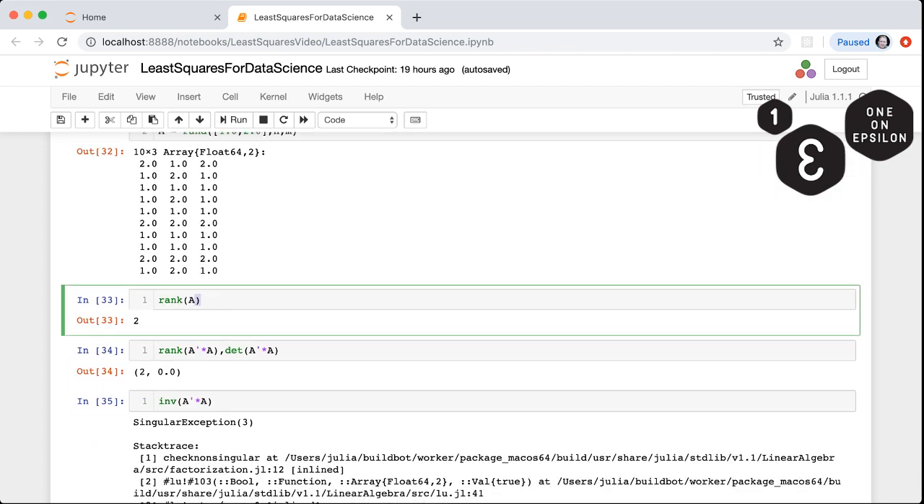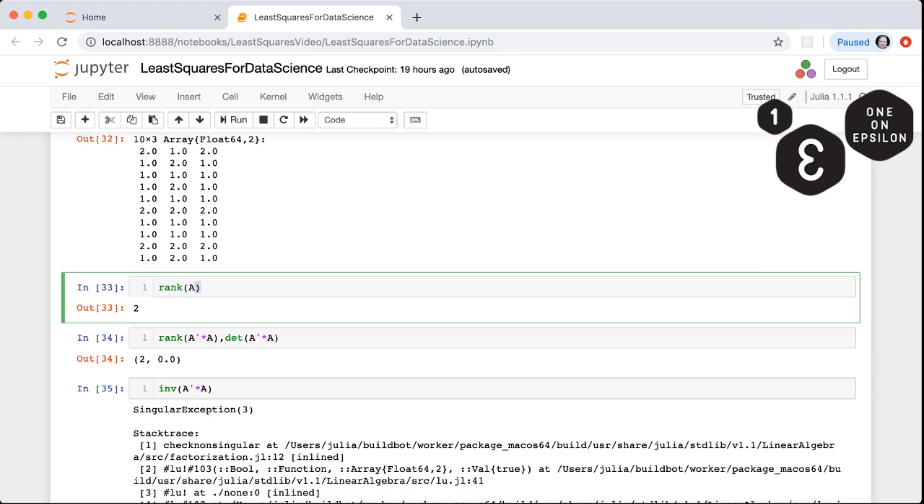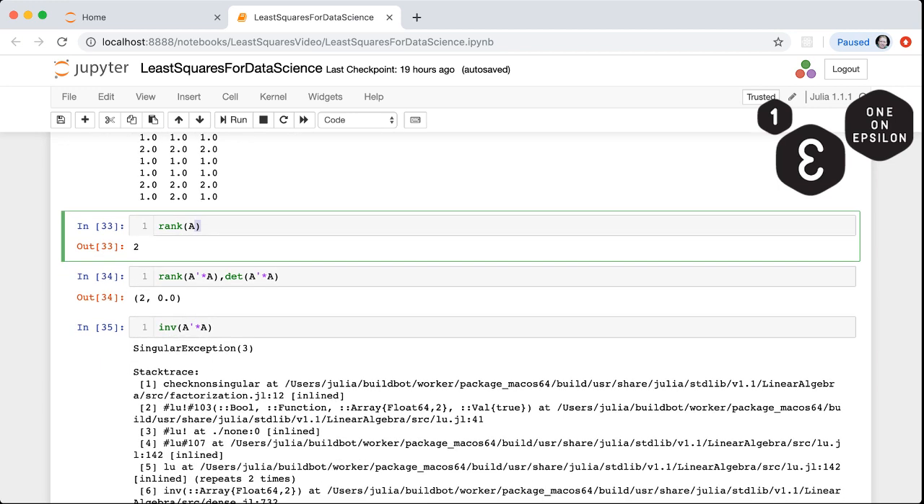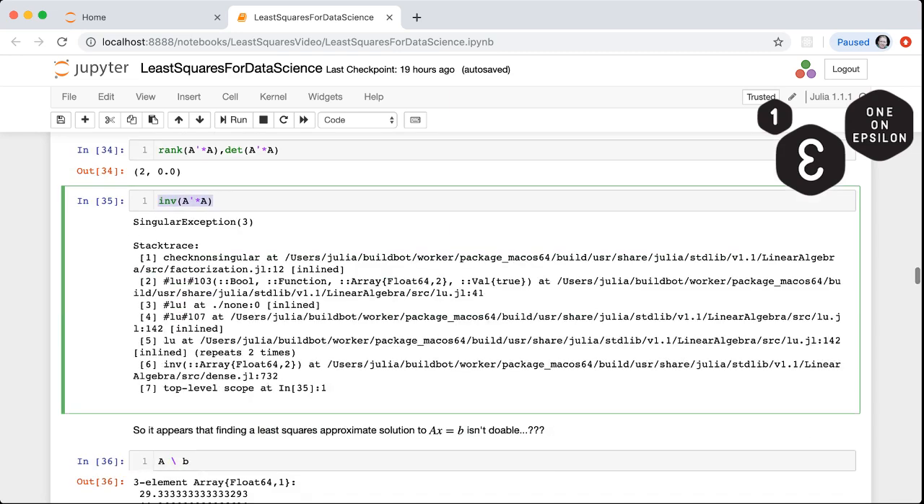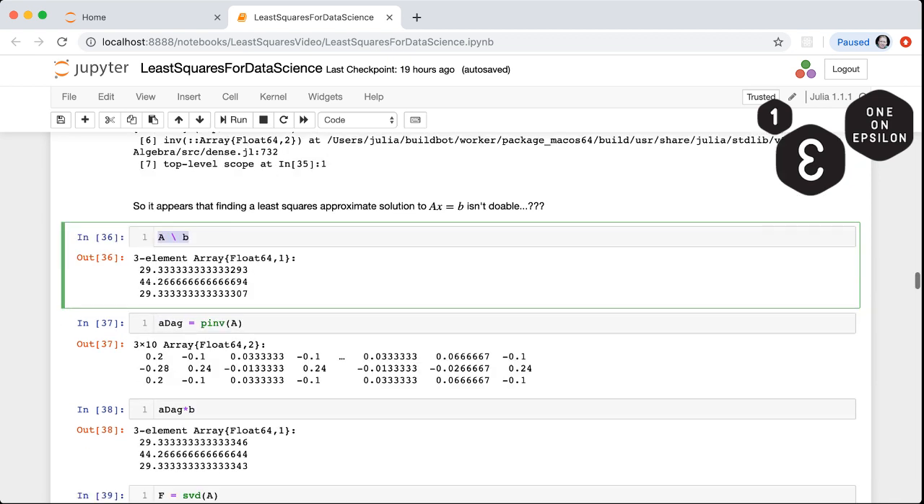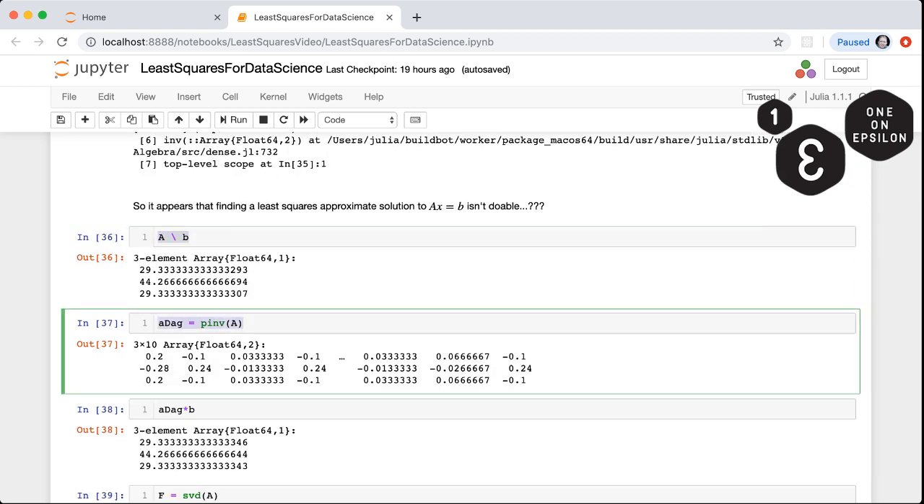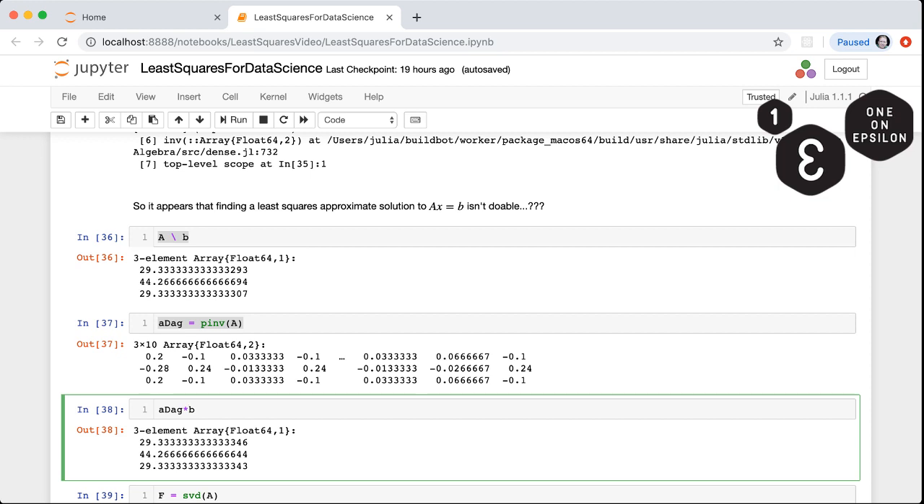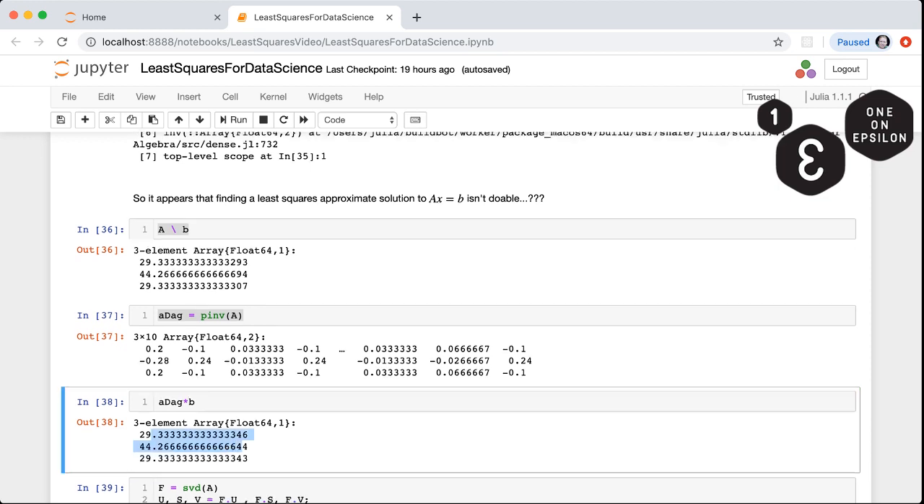You can see that the rank of A transpose A is no longer 3, and its determinant is 0, so A transpose A is singular. And yes, if you try to invert A transpose A, you get a singular expression. Still, you can solve a least squares problem, not the system of equations Ax equals B, but the minimization problem. You can do that. Here it is. And you can even compute the pseudo-inverse, right? And the pseudo-inverse times B is indeed this solution of that least squares problem.